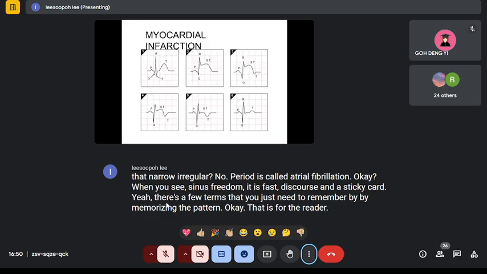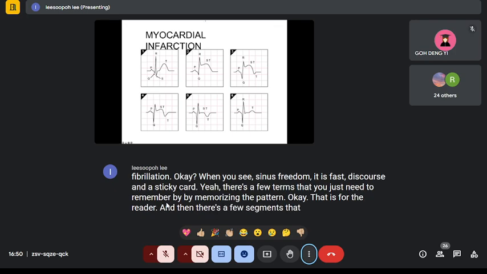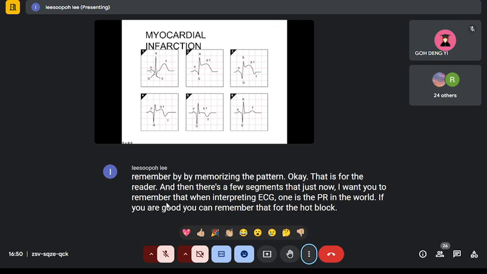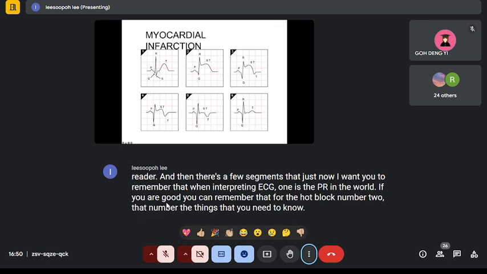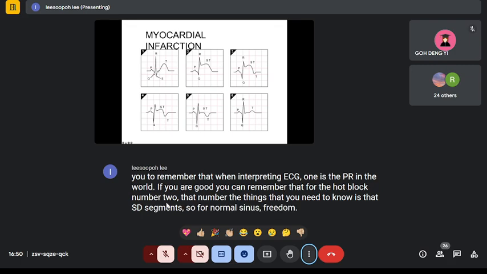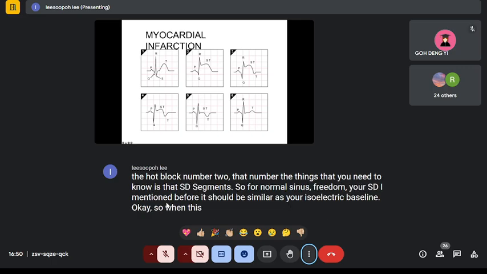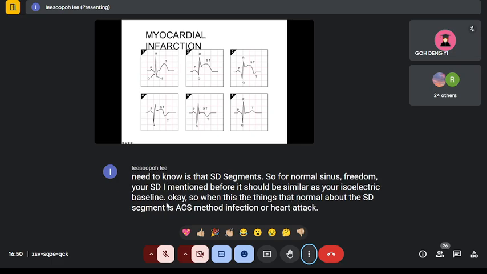Now there are a few segments that I want you to remember when interpreting the ECG. One is the PR interval. If you are good, you can remember that for heart block. Number two is the ST segment. For normal sinus rhythm, like I mentioned before, your ST should be similar to your isoelectric baseline. The abnormal ST segment is seen in ACS, myocardial infarction or heart attack.